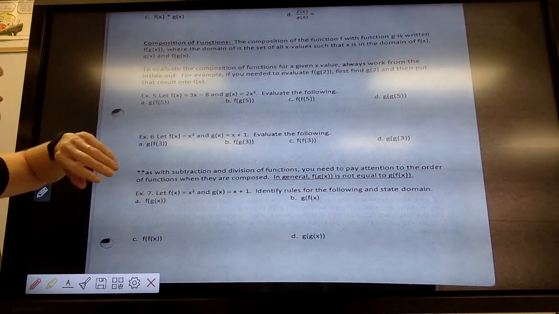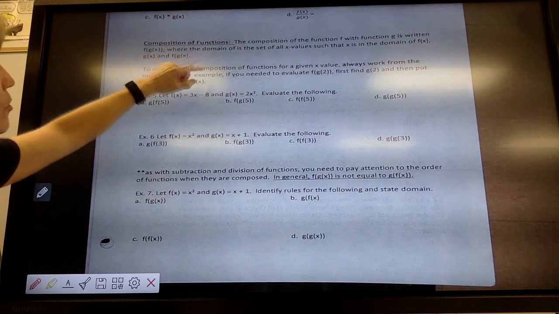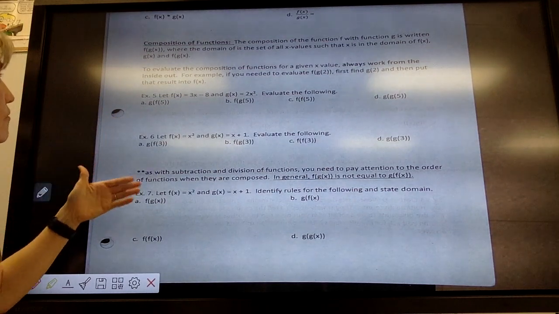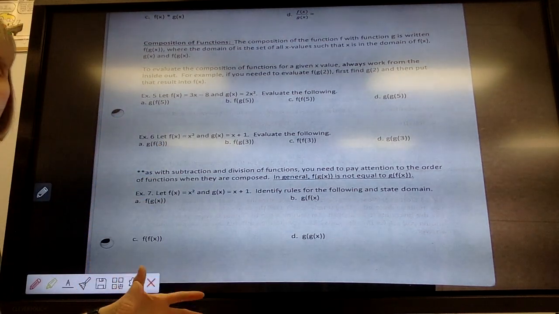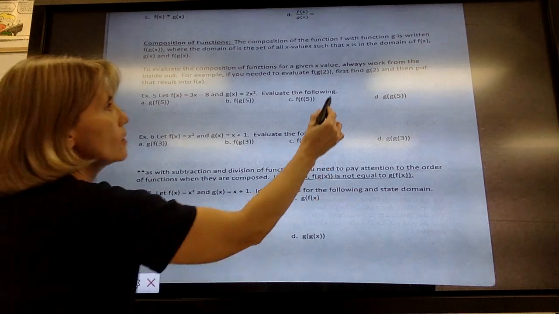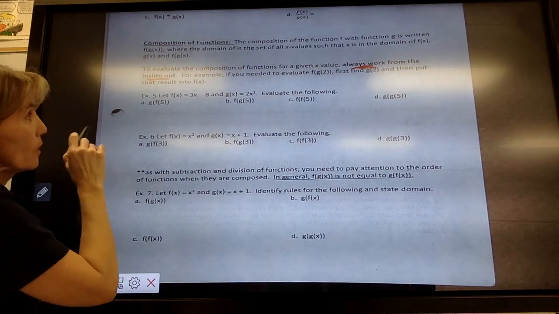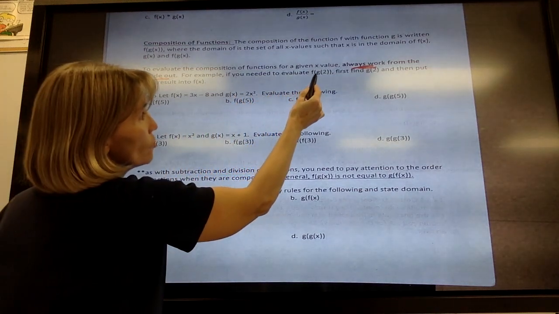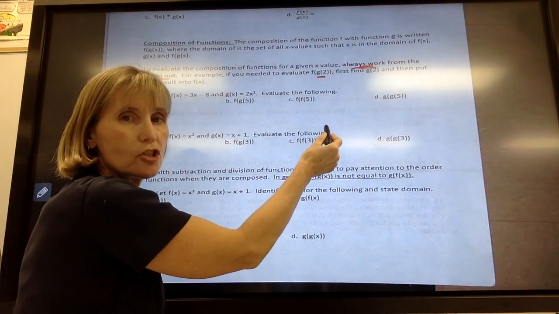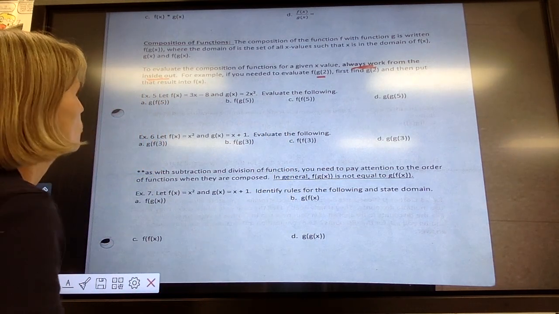It says composition of functions. The composition of a function f with function g is written f of g of x, where the domain is the set of all x values such that x is in the domain of g of x and g of x is in the domain of f. It just means that we have to have common domains for them. To evaluate the composition of functions for a given value, always work from the inside out. So for example, if you need to evaluate f of g of 2, you first find what's inside. You go inside the parentheses, evaluate what g of 2 is, and then take that value and evaluate f of whatever value you got.